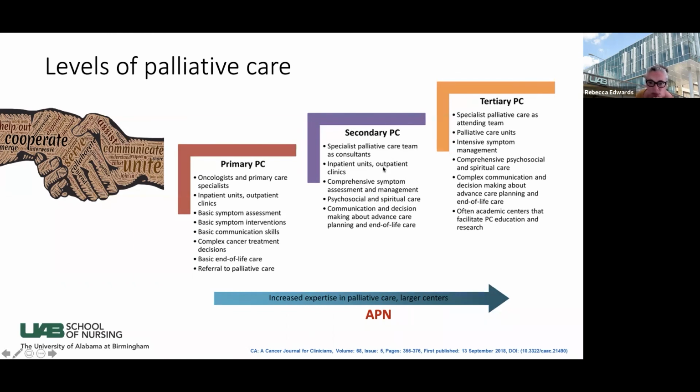And in terms of the secondary and tertiary palliative care that I have bundled into specialist palliative care, this really involves specialty training in palliative care, which is available for both advanced practice nurses and physicians, as well as other disciplines, by a variety of different mechanisms.